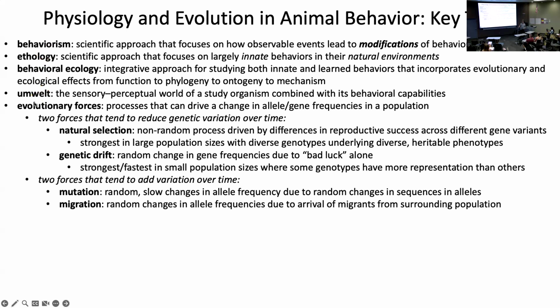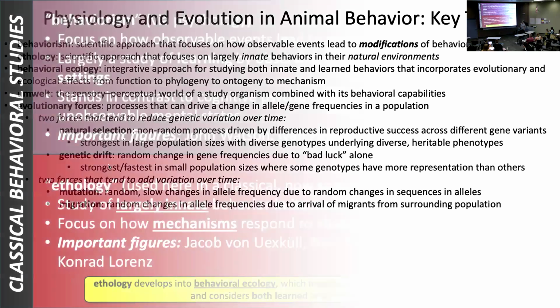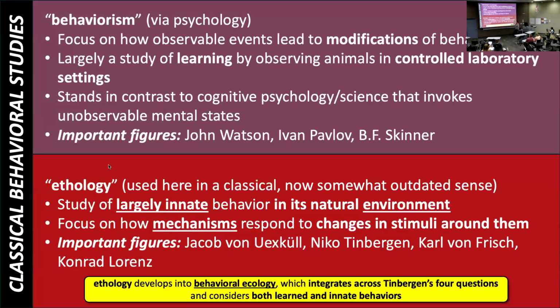This Umwelt idea, really important, and then these evolutionary forces. The things that change the frequency of alleles in a population are not just natural selection; it's also genetic drift, mutation, and migration. Know that these two, selection and drift, get rid of genetic variation, so they reduce heritability. That's a term that will come up in the next unit. And these ones add variation. They diversify. Those are important topics, and that's what these couple of slides go over.